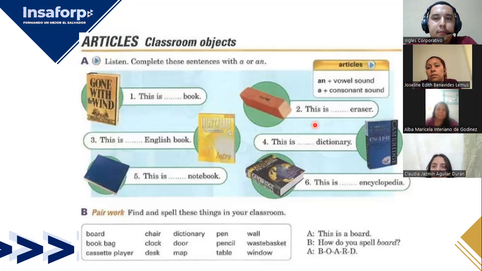This is an eraser. Yes, because here we have a vowel letter, and this vowel letter also sounds like a vowel, and this one was the letter B, and it sounds like a consonant in this case. Vowel, consonant. Okay, what about number three?